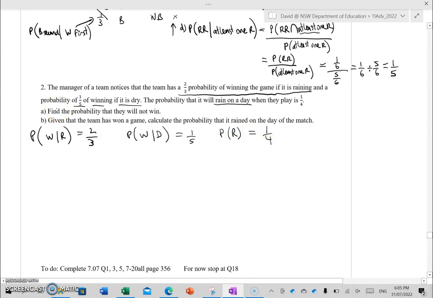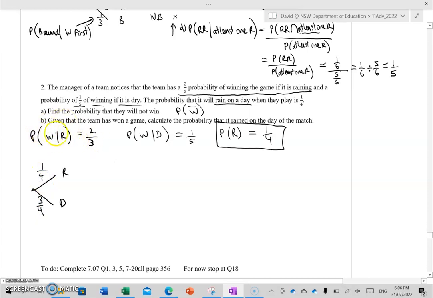First question says, find the probability that they will not win. Okay, so basically we're after the probability of not winning. Let's see if we can use the information that's given in the question to draw a tree diagram. The first thing that I can start off with is the one that's not conditional at the beginning. So this would be rain. And I think the assumption in this question is that because it says raining and dry, we're assuming that dry is the complement of raining. So if there's a quarter chance of rain, there'll be a 3/4 chance that it will be dry.